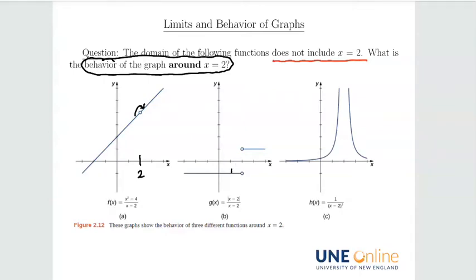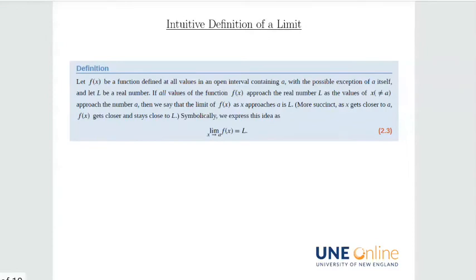But in our second function, there's a bit of a jump. And in our third function, remember there's a vertical asymptote here at x equals 2. And it's impossible to get from the right-hand side to the left-hand side, because there's the barrier of the vertical asymptote. Right? So 3 different behaviors. We can talk about them in terms of limits. So let's define an intuitive definition of the limit.